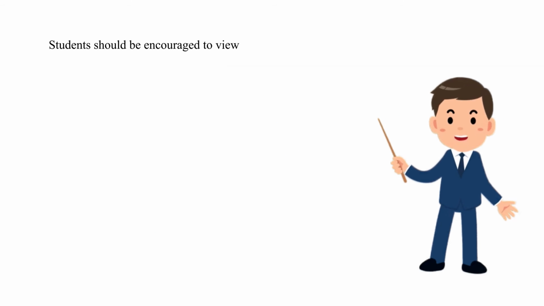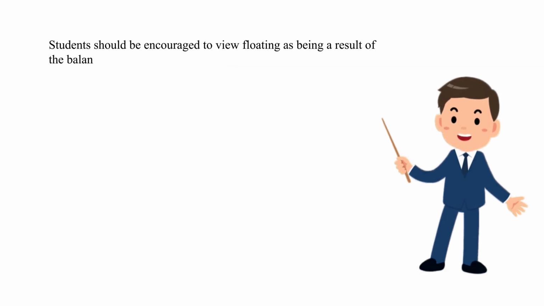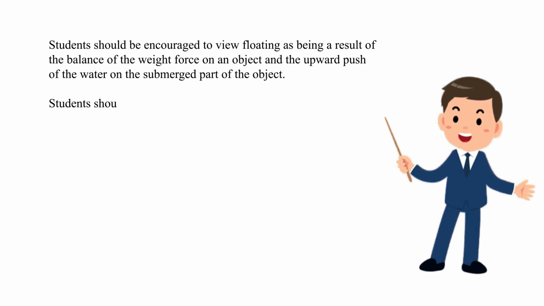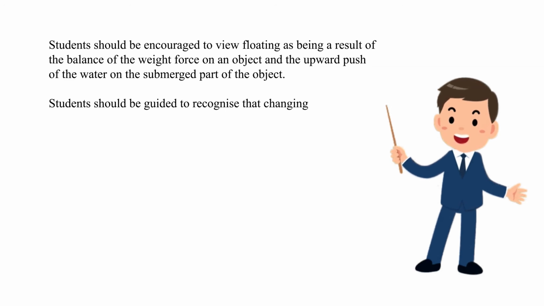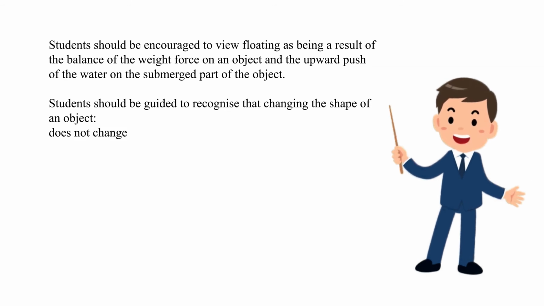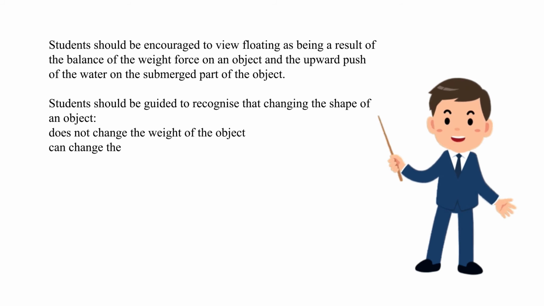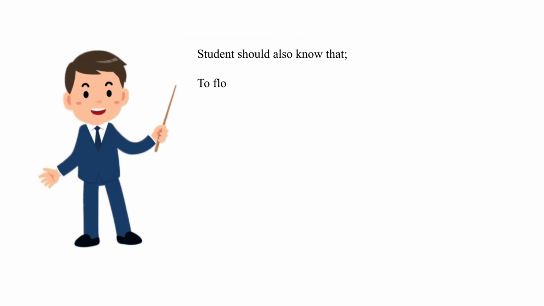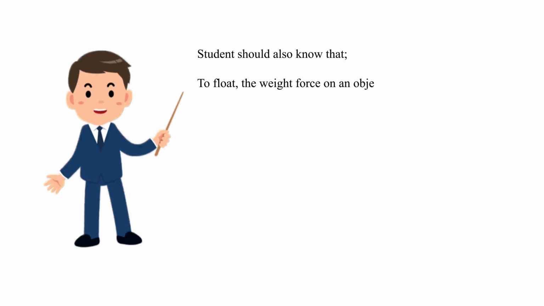Students should be encouraged to view floating as being a result of the balance of the weight force on an object and the upward push of the water on the submerged part of the object. Students should be guided to recognize that changing the shape of an object does not change the weight of the object, but can change the volume of the object. Students should also know that, to float, the weight force on an object must be balanced by the upward push by the water on the object.